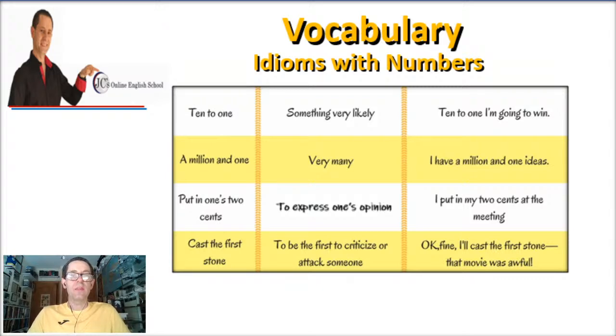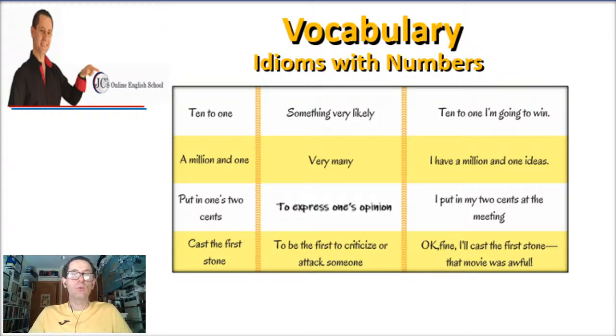And the last one is "cast the first stone." "Cast the first stone" means to be the first to criticize or attack someone. For example, "Okay, fine, I'll cast the first stone. That movie was awful. That movie was terrible."